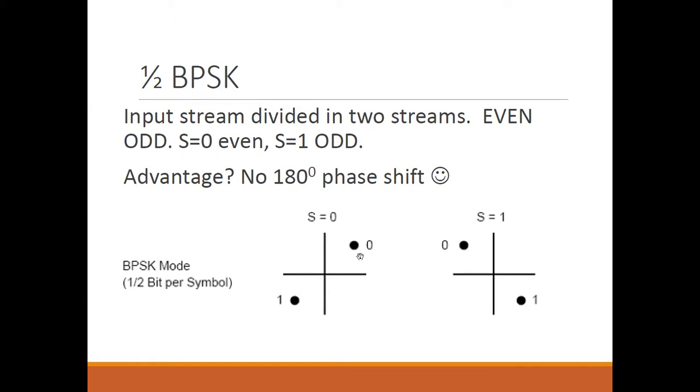So a 0 sent here and a 0 sent here are 90 degrees out of phase. A 1 sent here and a 1 sent here are also again 90 degrees out of phase. So basically you never get a signal that is transmitted 180 degrees out of phase.